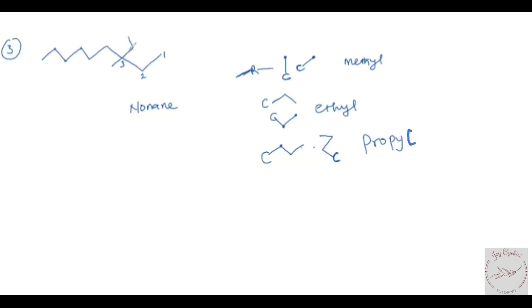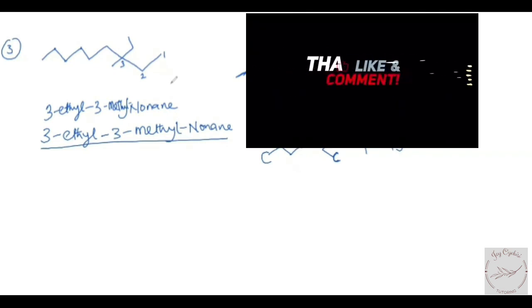So at this point, you see that at 3, you have 1 methyl group and then another 1 ethyl group. So in alphabetical order, the ethyl group will come first. So you have 3 ethyl, 3 methyl nonane. If I'm to write it out better, 3 ethyl, 3 methyl nonane. And this will be the name of the compound.